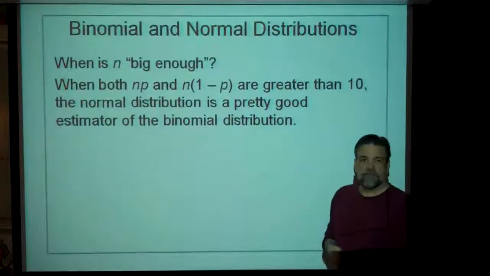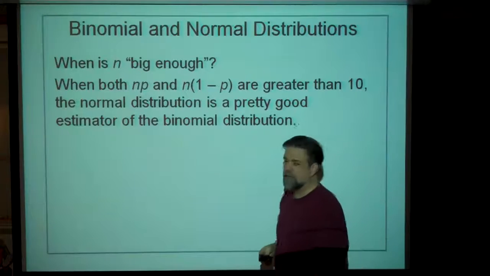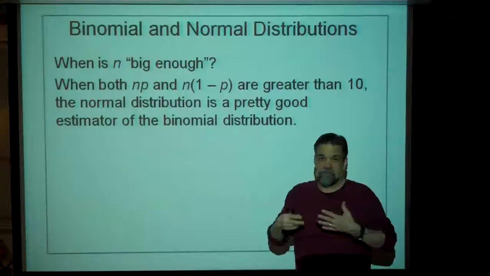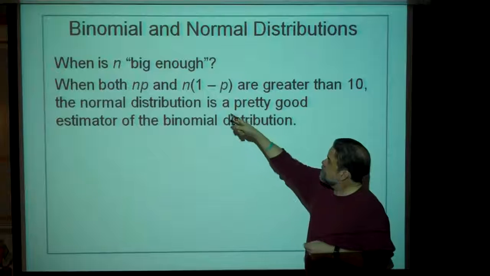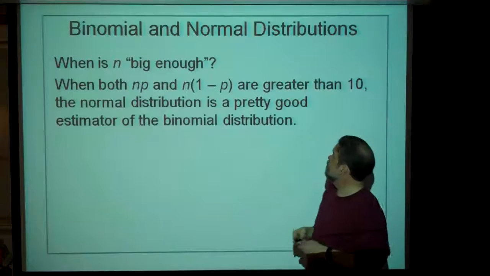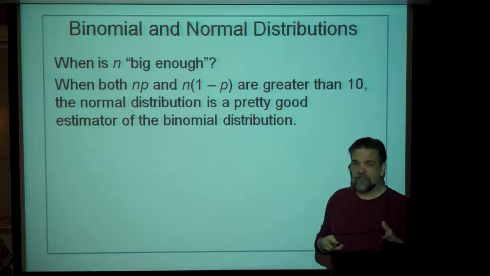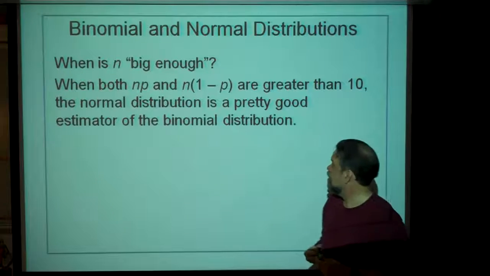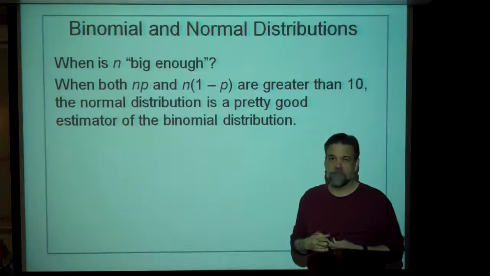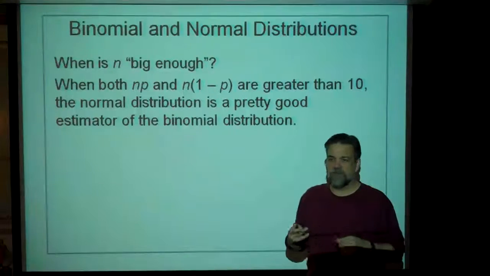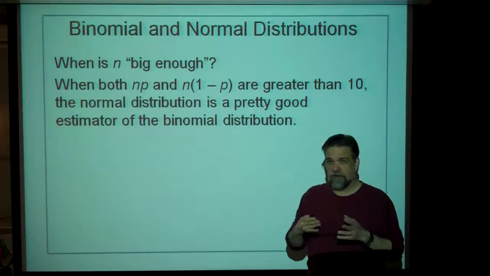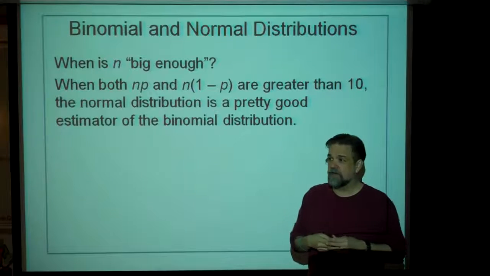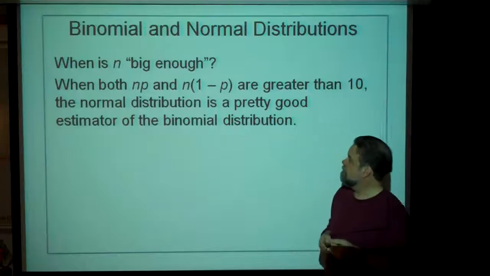What does big mean? N is big enough. Well, statisticians generally agree that when both n times p and n times 1 minus p, or n times q, are greater than 10, the normal distribution is a good enough estimator of the binomial distribution, okay? And by good enough, it just means that the difference between the probabilities that you'll get from calculating a normal model and the probabilities that you get from calculating a binomial model, the differences are negligible, okay?